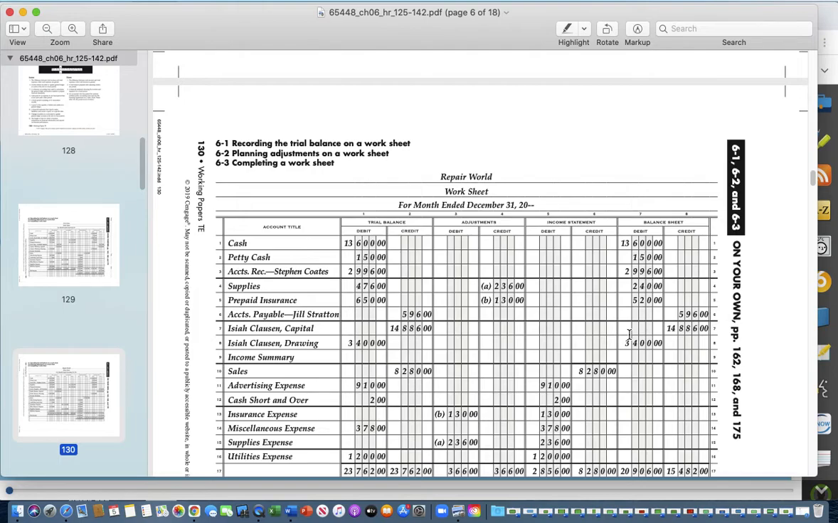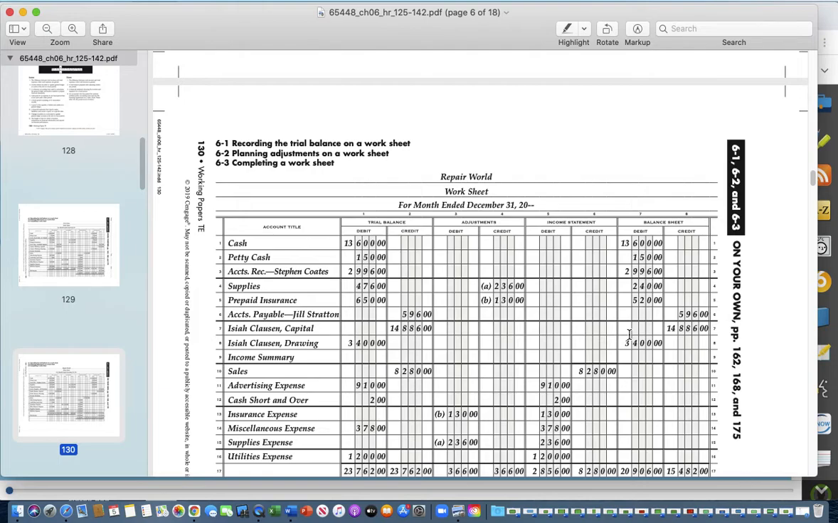The income statement accounts are the revenues. The income statement shows revenue and expenses. So what is revenue? Sales, right? Your sales, your profit, what you sell. And then expenses are all listed there. That's what we're trying to do.